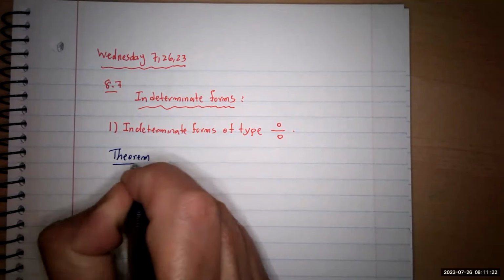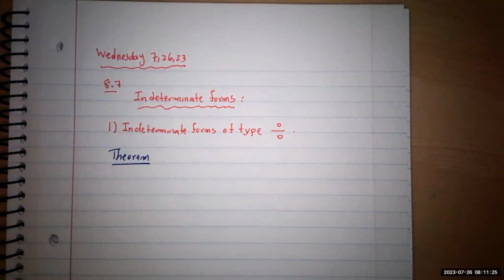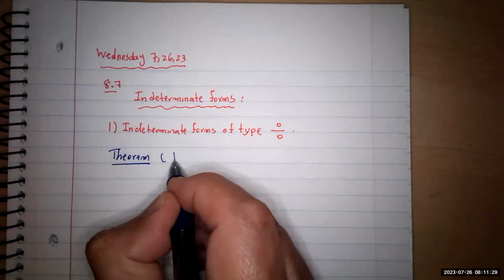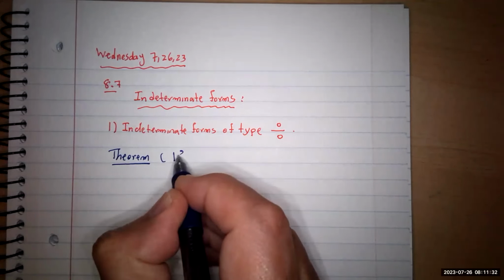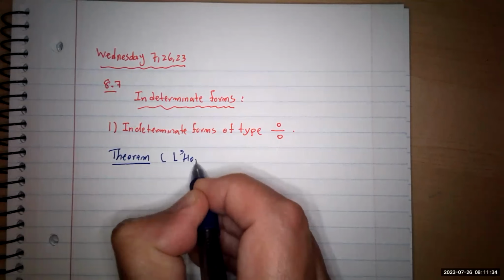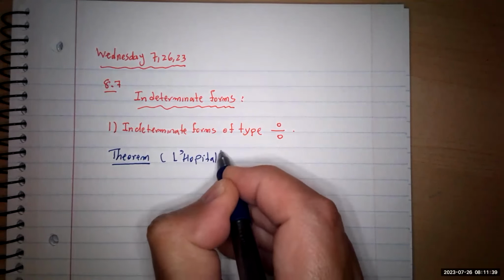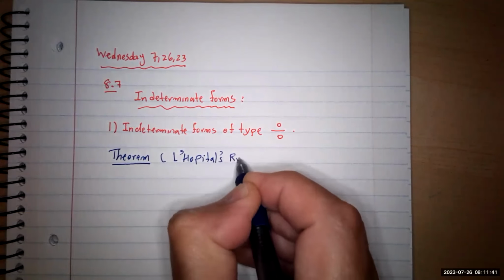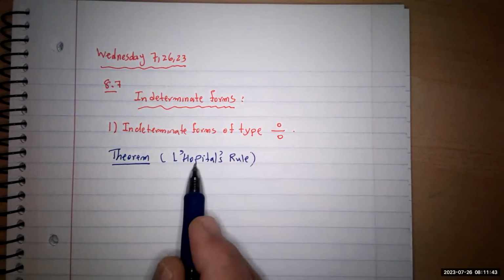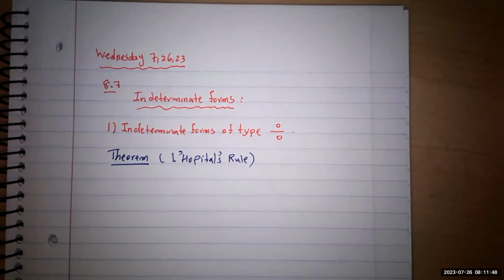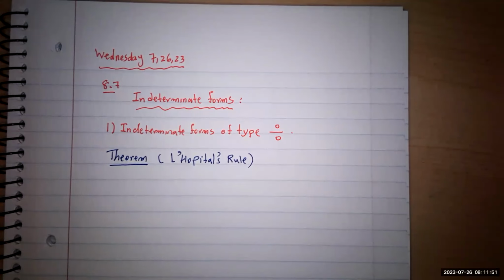What is this theorem? This theorem is famous by a French name, L'Hopital. This is the way we're going to pronounce it: L'Hopital. In some books they put an S here, but when they pronounce it, they don't pronounce the S. But it's popular, we call it the L'Hopital rule. What is going to be the L'Hopital rule?